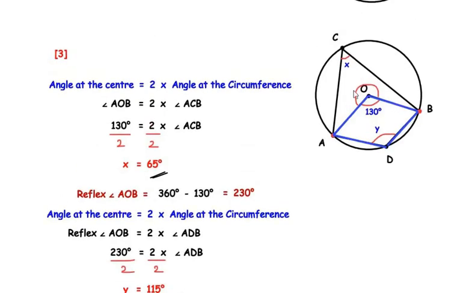So remember this concept. If the angles are made in the same segment, that is the center angle and the circumference angle, we do not have to find out the reflex angle. But if the angle at the center and angle at the circumference, they both are pointing towards the opposite segments, then we need to find out the reflex angle of the center.